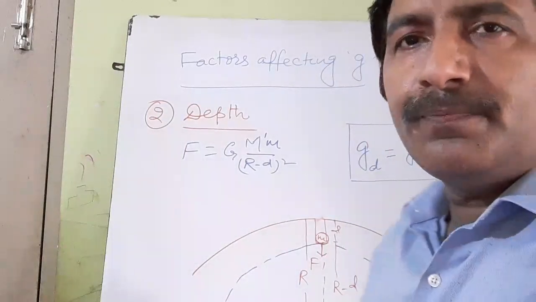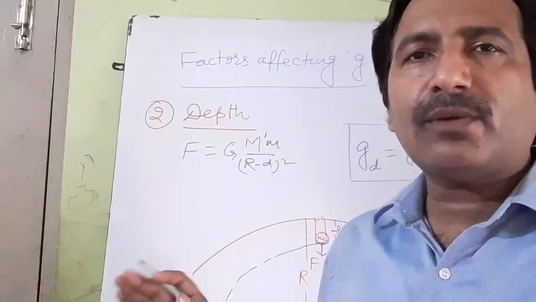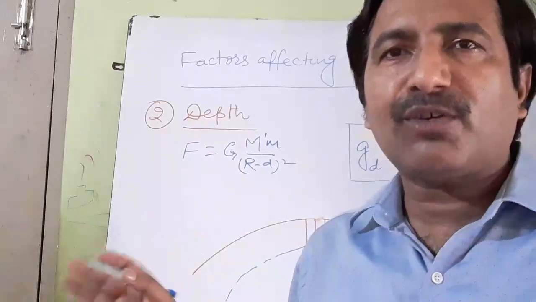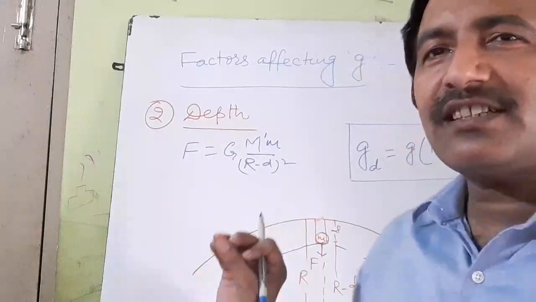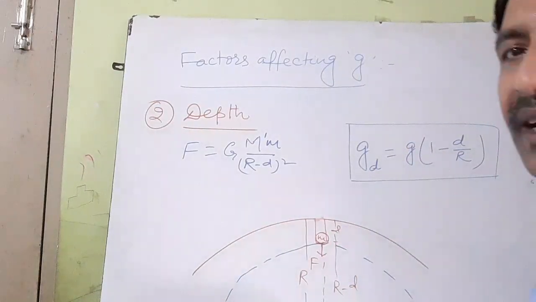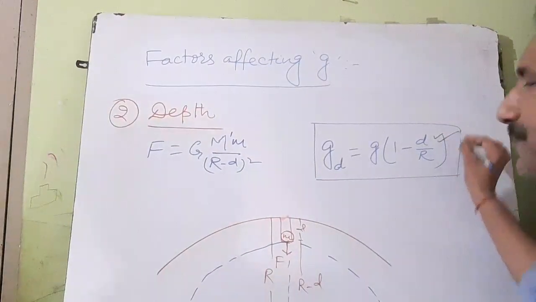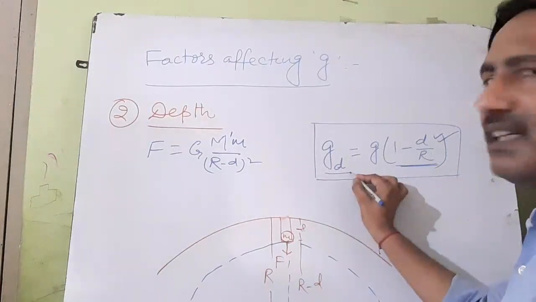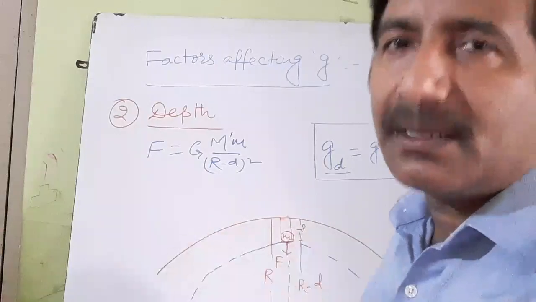You do not have to know the derivation of this formula. The derivation of the formula is discussed in class 11. So here I will not discuss the derivation because that will not be easy to explain for you. So you just remember this formula, that gd is equal to g into 1 minus d by r. Again from here you can understand that if d will increase, then this term will decrease and gd will decrease. Means acceleration due to gravity decreases with depth.